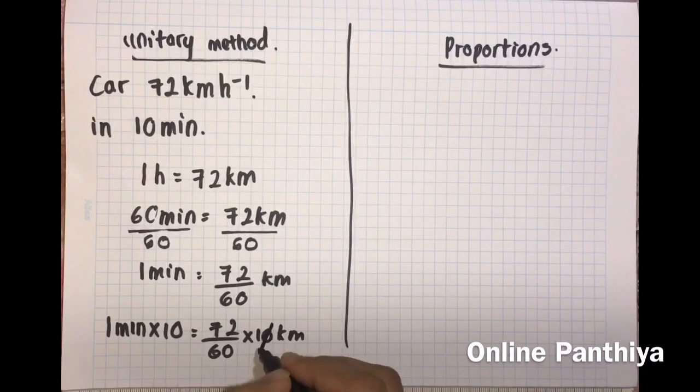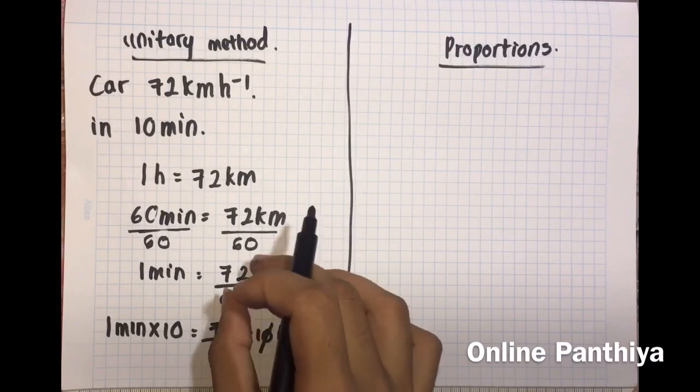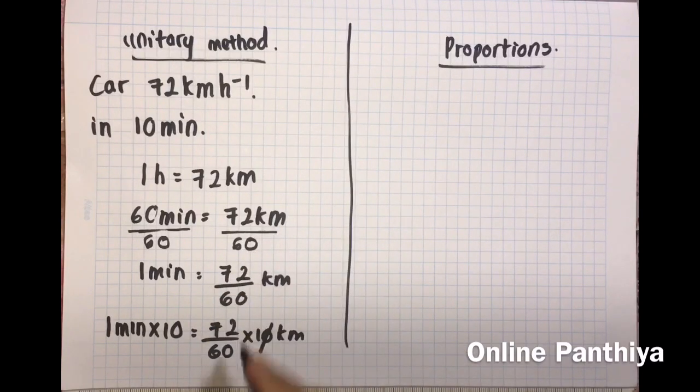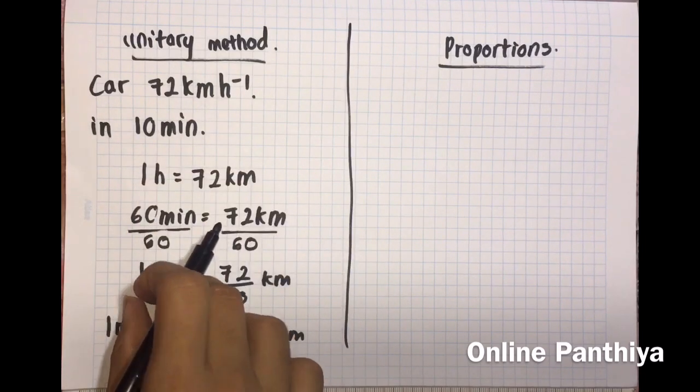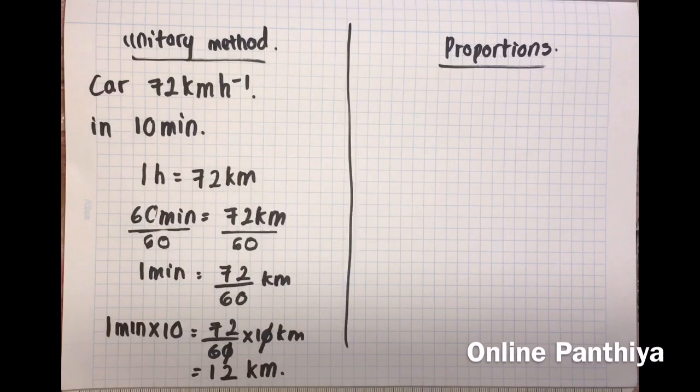So how do you simplify? Yes, if I had simplified earlier, I would have wasted time there and then again here. Since I did not simplify earlier, it is easy for me to cut the zeros. So how much is it? 72 divided by 6 is going to give you how much? 12, right? Therefore, in 10 minutes, the car travels 12 kilometers. Was that clear? This is the normal method you had followed all these days. Unitary. Finding the value for 1 and then finding the value for the required amount.